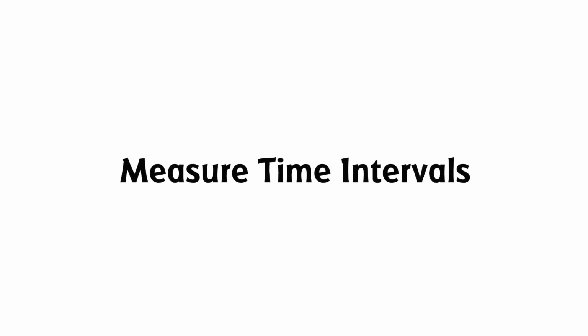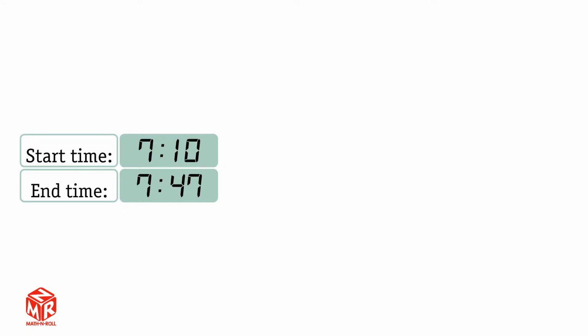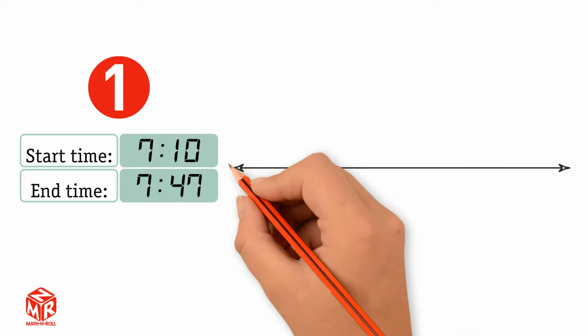Measure time intervals. There are three strategies to find the elapsed time. Let's start with the first one. The start time is 7:10. The end time is 7:47. Let's use a number line to find the elapsed time.